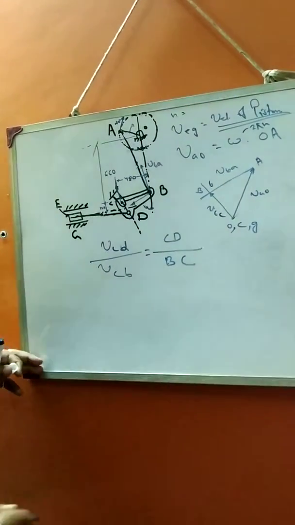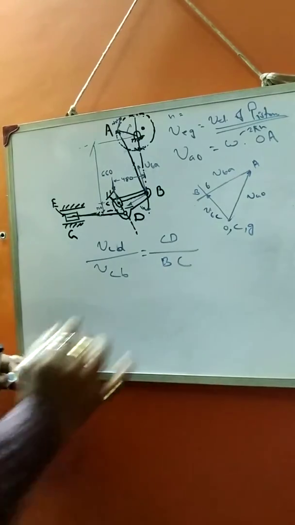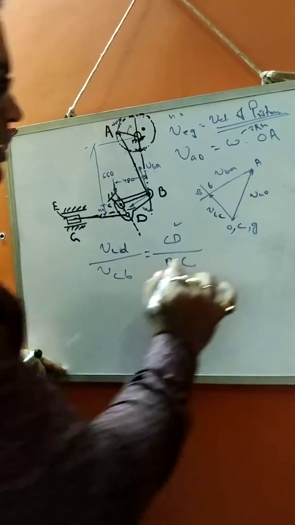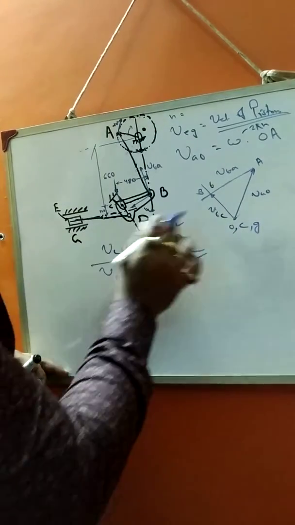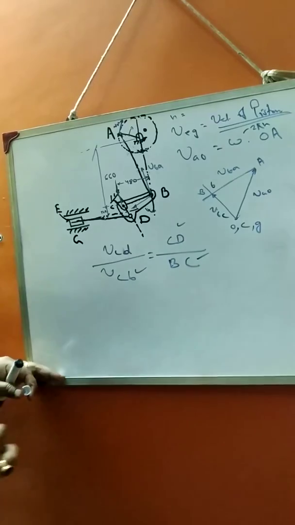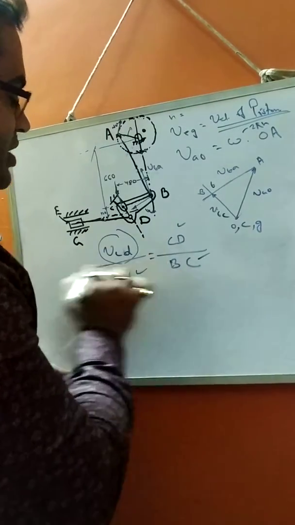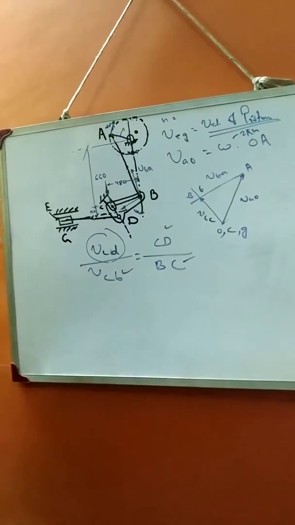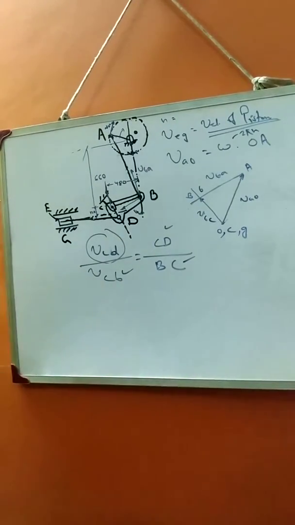So now, what are the factors known here? CD is known, as I have told, all the dimensions are known. CD is known, BC is known, and velocity of C with respect to B we can find out from the scale. So all these factors are known. Only this one is an unknown factor. So we can easily find out the velocity of C with respect to D from this proportionality.